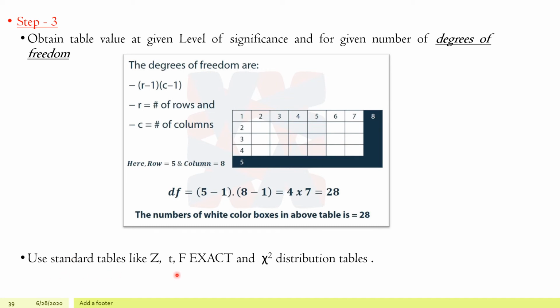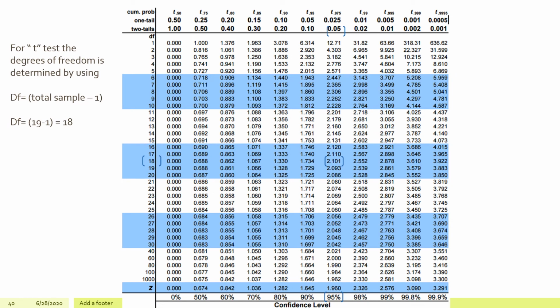Use standard tables like Z and T or F or X square distribution tables to find the critical values. For t-test, the degrees of freedom is determined by using, for example, df, the total number of sample. If I consider batch 23, there are 19. So degrees of freedom it will be like total sample is 19 minus 1, it's 18. And I have come to know that t value is 2.101. So I have to search degrees of freedom.